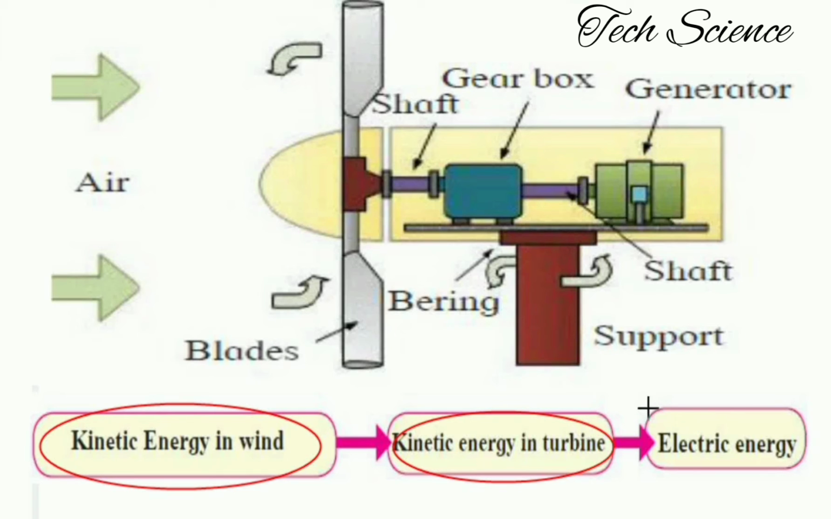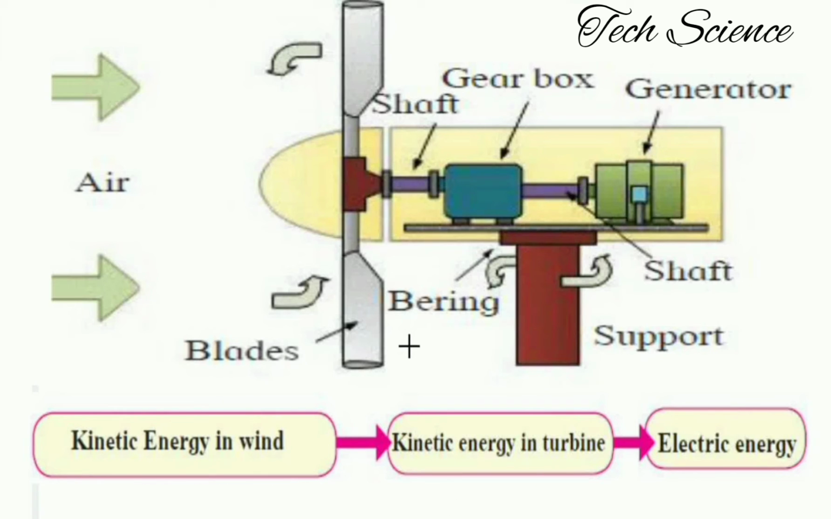Once the turbine rotates, the generator also rotates, and inside the generator a magnet is there. When the magnet starts rotating, because of the principle of electromagnetic induction, the generator converts the kinetic energy, that is the rotation, into electrical energy, or electricity, and this energy we use in our day-to-day life.